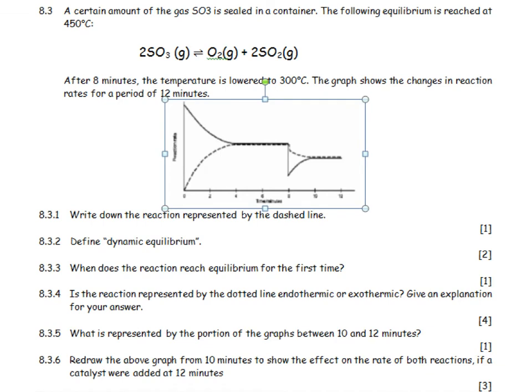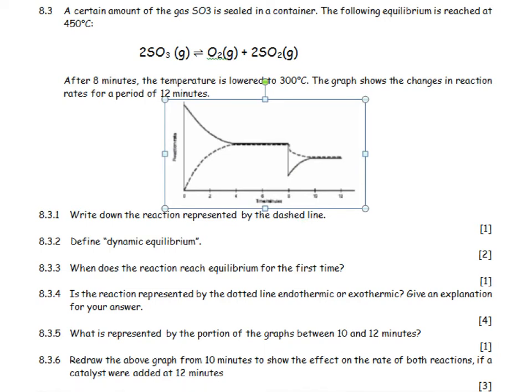A certain amount of SO3 is sealed in a container. That should be a subscript 3, but anyway, the following equilibrium is reached at 450 degrees centigrade. And we are given the exact same reaction, except now it's written in reverse. After 8 minutes, the temperature is lowered to 300 degrees centigrade. The graph shows the changes in the reaction over a period of 12 minutes. Write down the reaction represented by the dashed line.